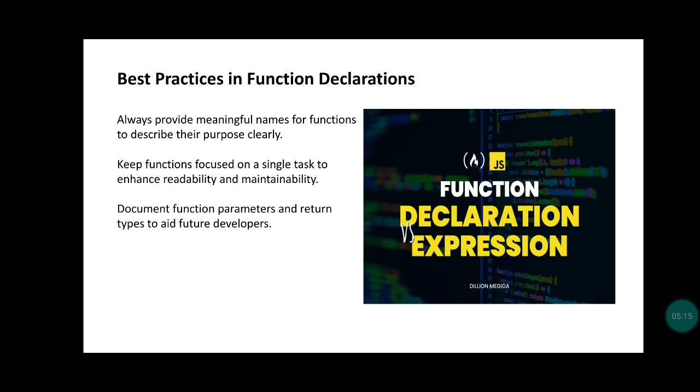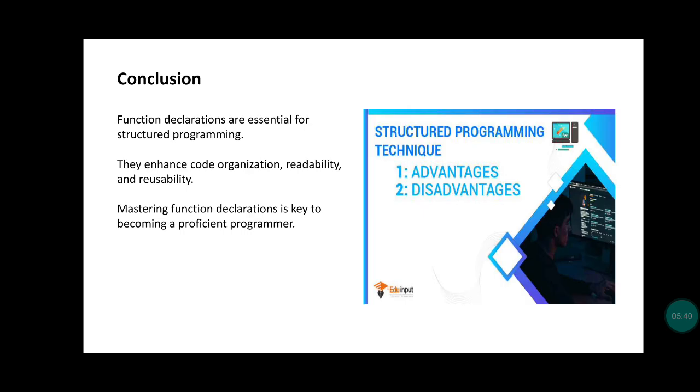Best practices in function declaration: always provide meaningful names for functions to describe their purpose clearly, and keep functions focused on a single task to enhance readability and maintainability. Document function parameters and return types to help other developers. These are called best practices in function declaration.